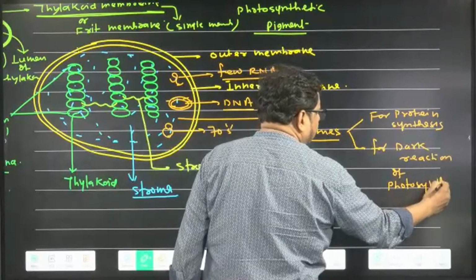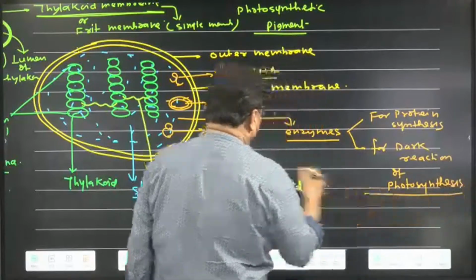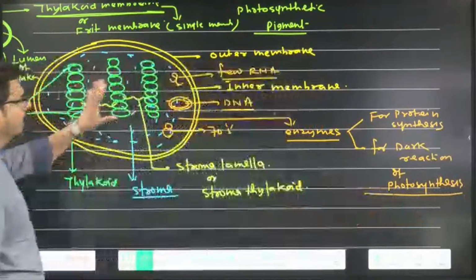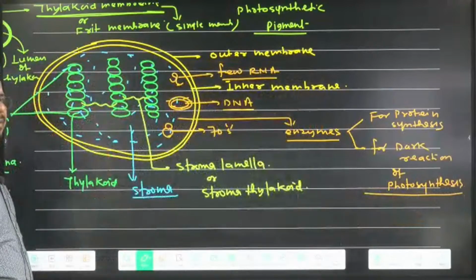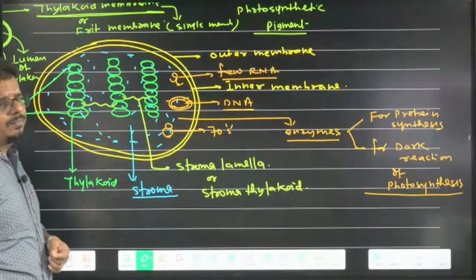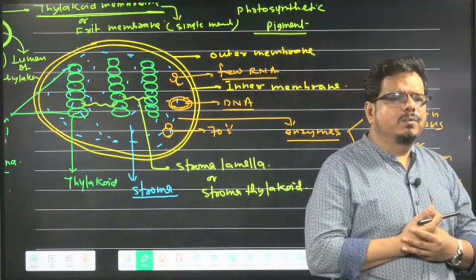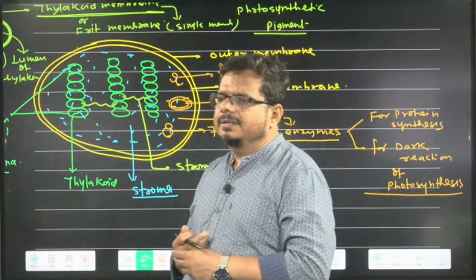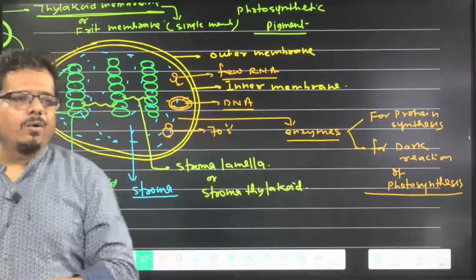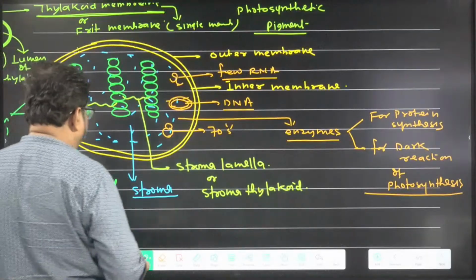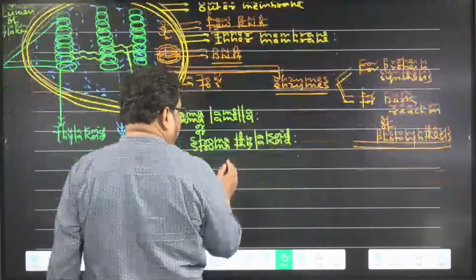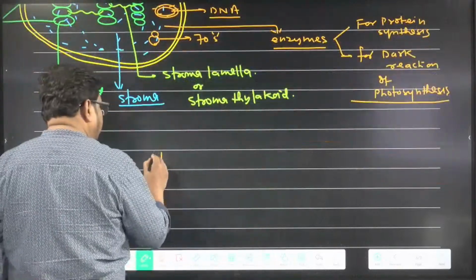Got the idea? So this is about the structure of a chloroplast. Did the picture come in your mind or not? This is the structure of a chloroplast. Detailing about that we will deal with in which chapter? Photosynthesis chapter. Is it clear? Is it all right? Now I am going to write about the function of the chloroplast. Give your attention. Function.